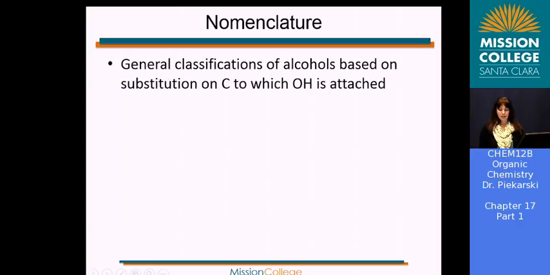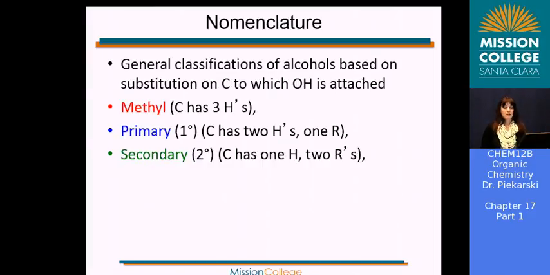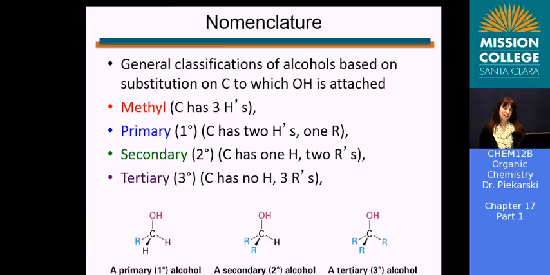And there are general classifications before we get really deep into how you name alcohols versus phenols. There are general ways to classify alcohols based on the substitution of the carbon that the alcohol is attached to. So for example, if the alcohol is attached to a CH3, then that's methyl alcohol or methanol. If the alcohol is attached to a carbon that has one other carbon attached to it, then it's a primary alcohol. If the carbon is attached to 2 R groups, it's secondary. If it's attached to 3 R groups, it's a tertiary alcohol. So we're looking at the substitution of the carbon it's attached to.